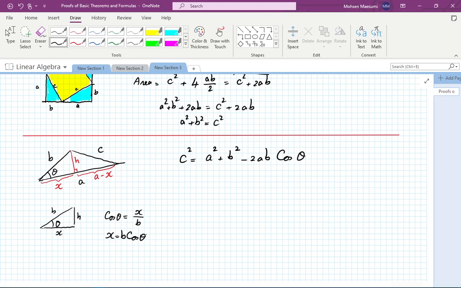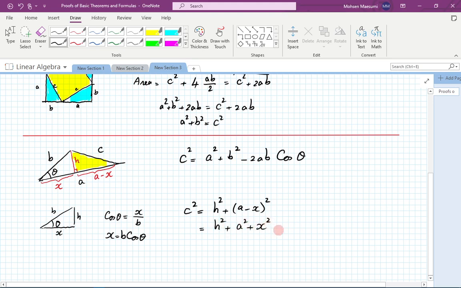Now in this right triangle, what can we write? I use the word right three times, but anyway, let's go ahead. We have C squared is equal to H squared plus (A minus X) squared. Is that right? This is the hypotenuse, this leg, and this other leg. Let's expand this. So this is H squared plus A squared plus X squared. What else do I need to write here? Of course, minus 2AX.